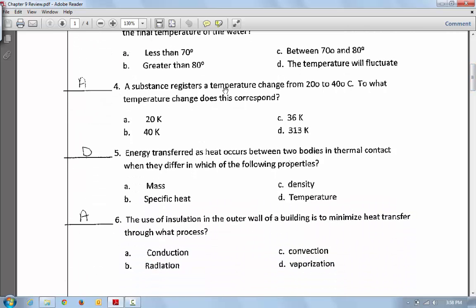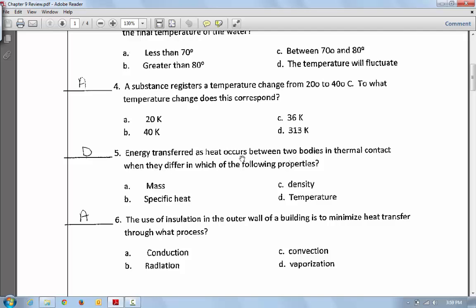A substance registers a temperature change from 20 degrees to 40 degrees. What temperature change does this correspond to in Kelvin? Well, I would convert 20 degrees to Kelvin, and then 40 degrees to Kelvin, and then subtract them. And you will find out that there's 20 degrees difference in Kelvin because there's just a 1-to-1 difference between Celsius and Kelvin. There's not a scale change difference.